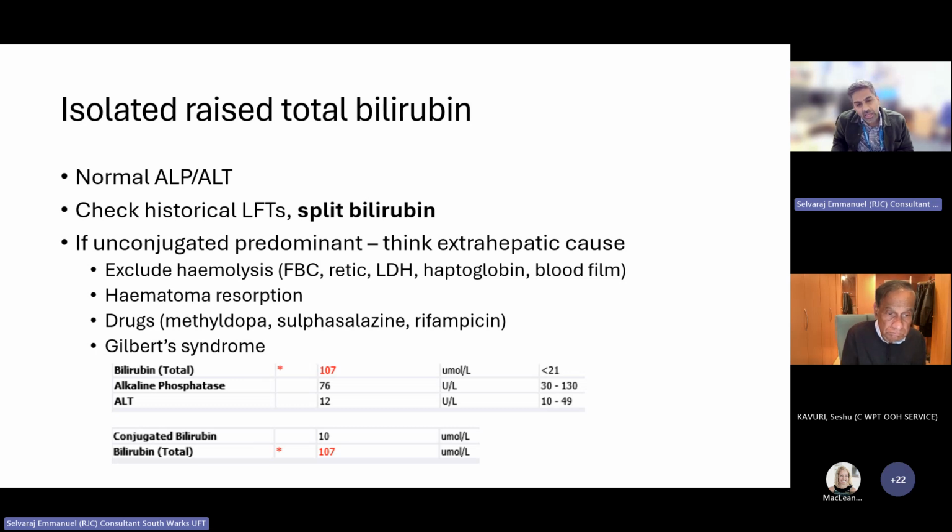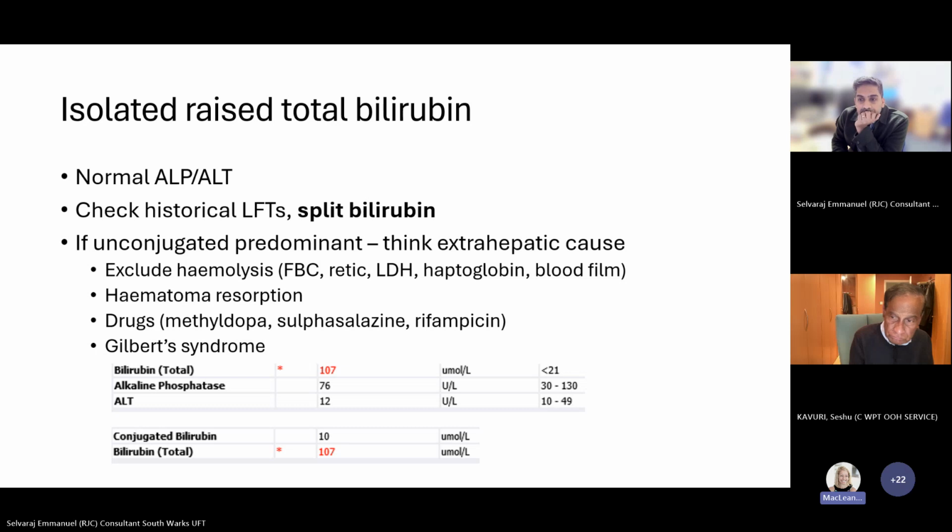So I've just put an example of LFTs there. I, again, can't see the chat. So if anybody wants to comment on what they think could be going on here. I've given you a bilirubin of 107, ALP and ALT are normal, and quite helpfully, the lab has given you the ratio of conjugated bilirubin there. Any comments on these liver enzymes?